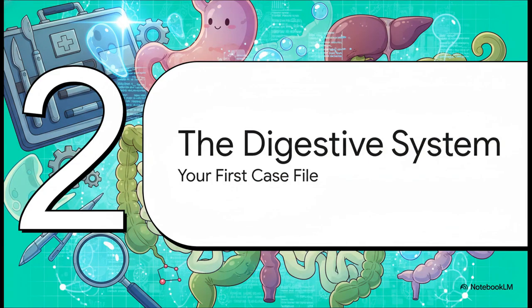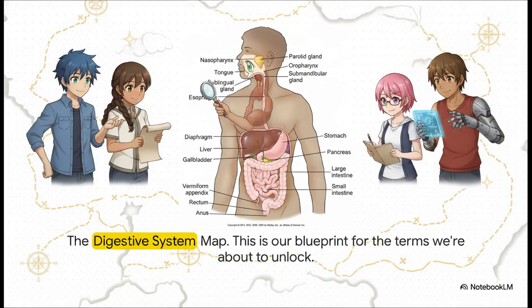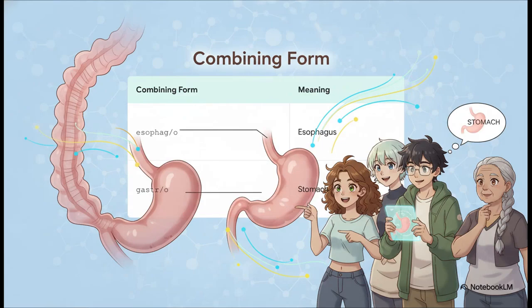Okay, our toolkit is officially assembled, so let's put these new skills to the test. It's time for our first case file, the gastrointestinal system. You know, the digestive system. Time to see what we can do. I want you to think of this diagram as our treasure map. Every single term we're about to crack is basically a location on this blueprint of the digestive system. We're just going to follow the path of food, right from the top all the way down. Let's start tracing. So let's start at the very top, the combining form.